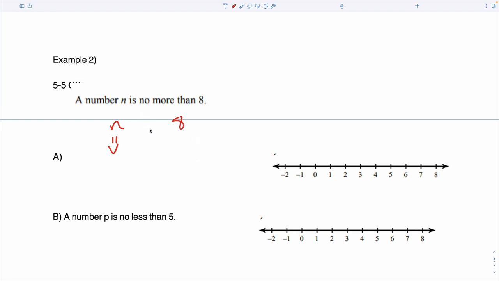I can have no more than 8. Could I have more, greater than? No. If I can have no more than 8, I can't have any more. So I could have 1, 2, 3, 4, 5, all the way up to 8. Could I have 8? Yeah, I can't have more than 8. So I could have 8. This symbol, less than or equal to, represents no more than.